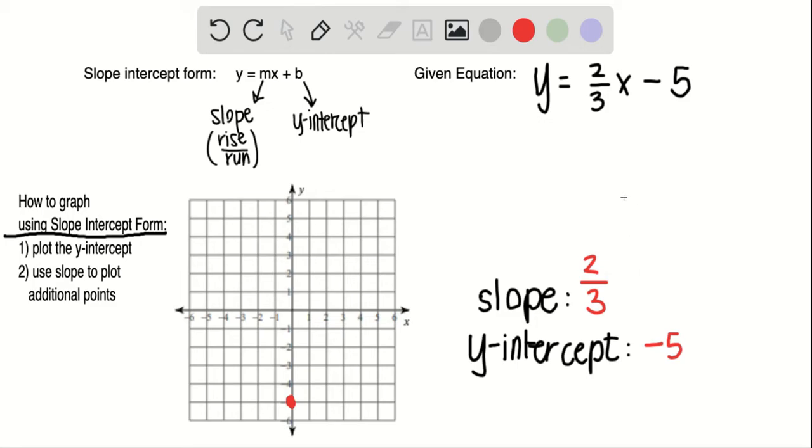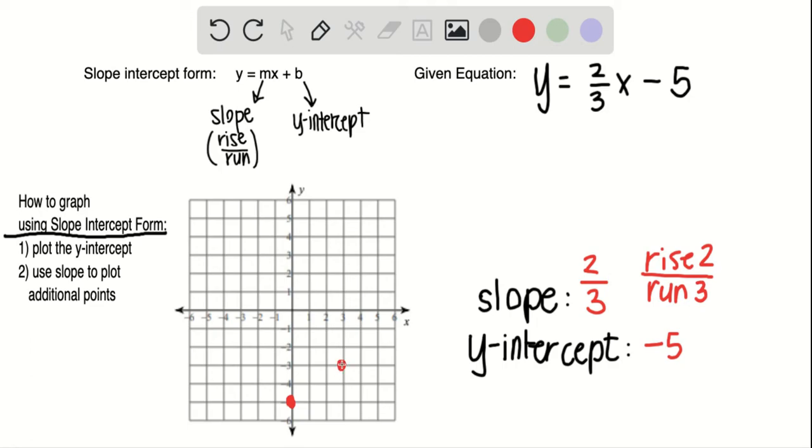Remember, slope stands for rise over run. So that means I'm going to rise 2 and run 3. So from my y-intercept at negative 5, I will start there. I'm going to rise 2, so I'm going to go up 1, 2, and then run 3 to the right. 1, 2, 3.